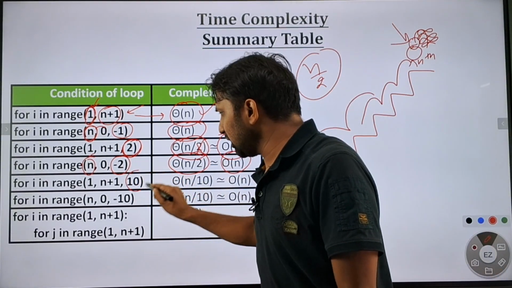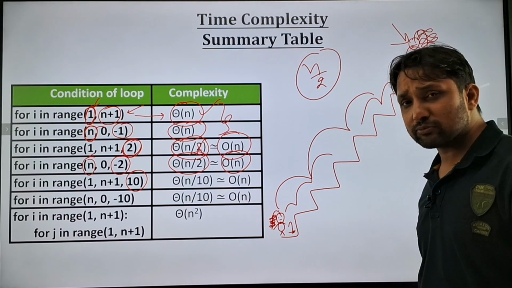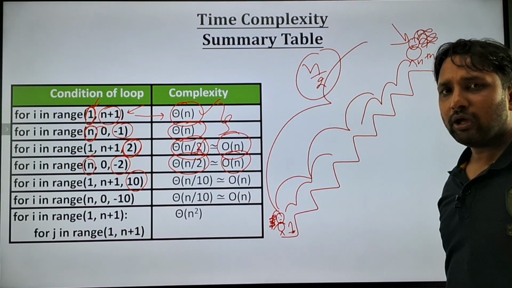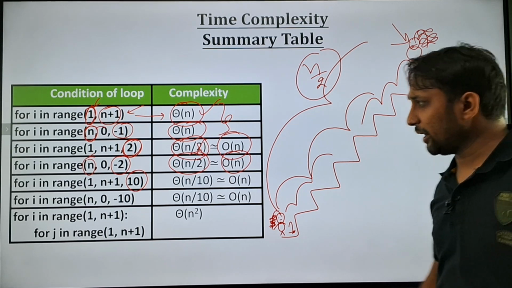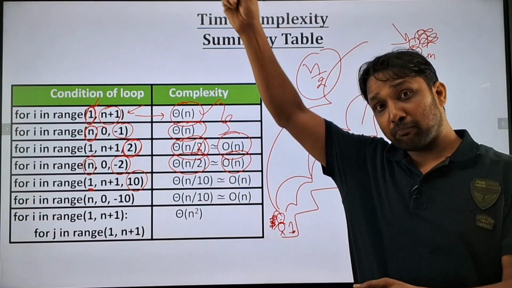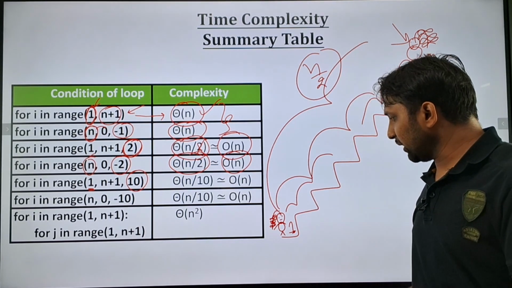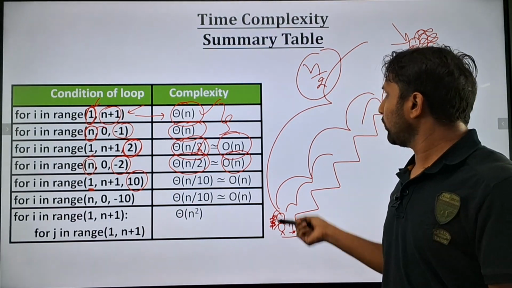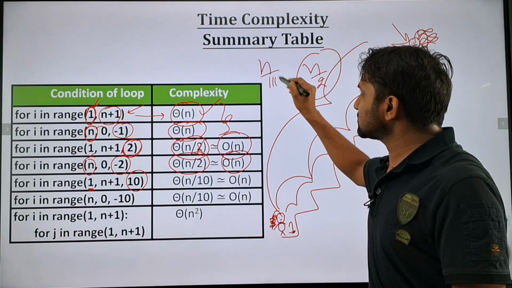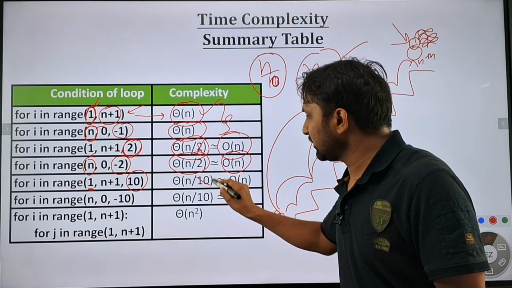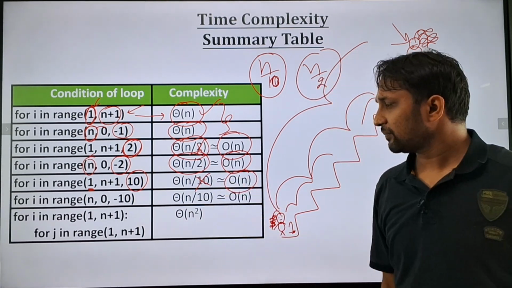What about if she is taking 10 steps? She now becomes Spider Woman. In how many steps will she reach the top? She takes 10 steps at a time, going from 1 to n. I don't know how she is making it, but she is doing it like this. So how many times will she reach the top? N by 10 steps she will take. N by 10 is a constant, again in the same category.